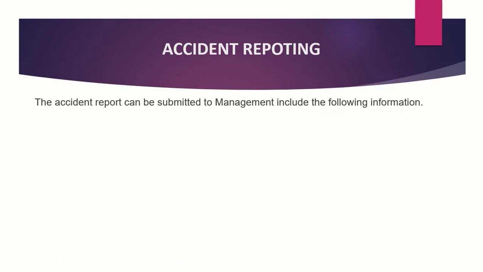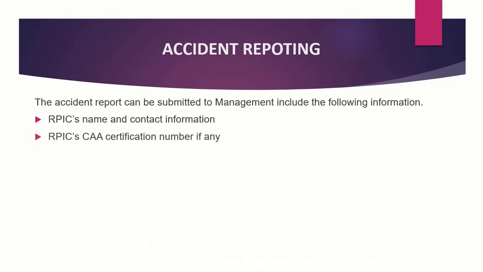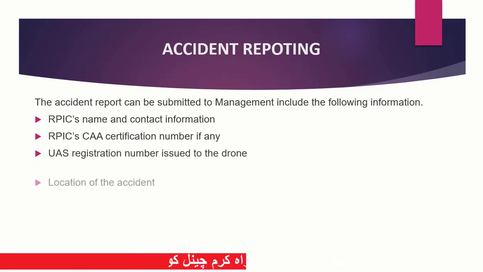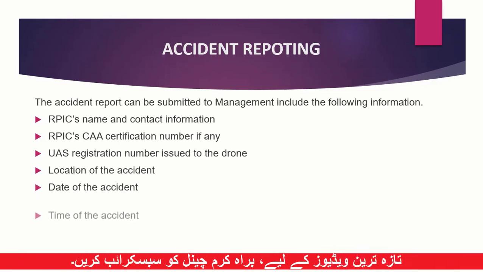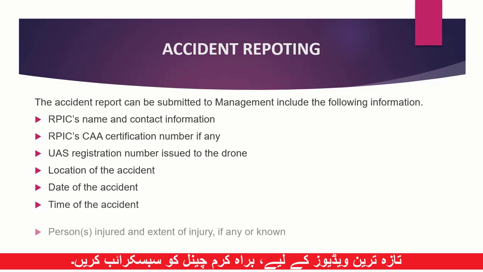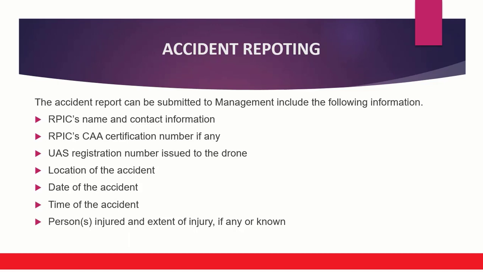Include the following information: remote pilot in command's name and contact information. Remote pilot in command's Civil Aviation Authority certification number, if any. UAS registration number issued to the drone. Location of the accident. Date of the accident. Time of the accident. Person injured and extent of injury, if any are known. Property damaged and extent of damage, if any are known. Description of what happened.